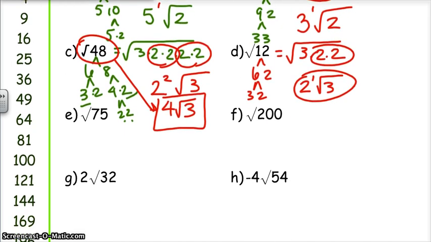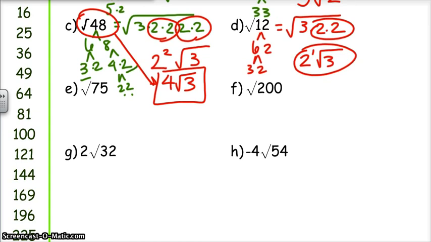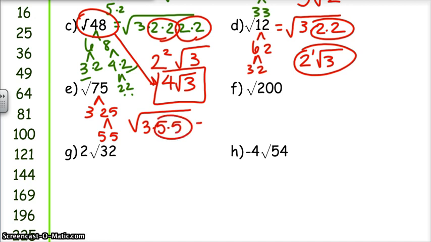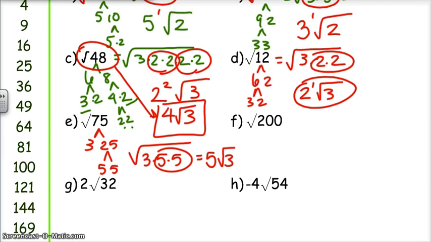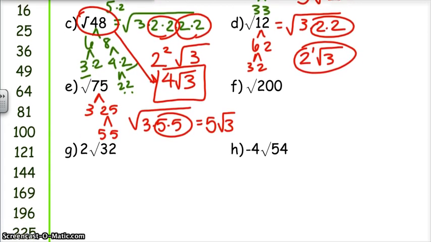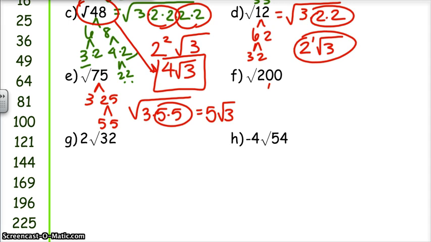Square root of 75. See, I think of 75 as 3 and 25. 25 is 5 and 5. So I have a 3, a 5, and a 5. 1 pair of 5's and a leftover 3. Scratch that. Keep going. Square root of 200.